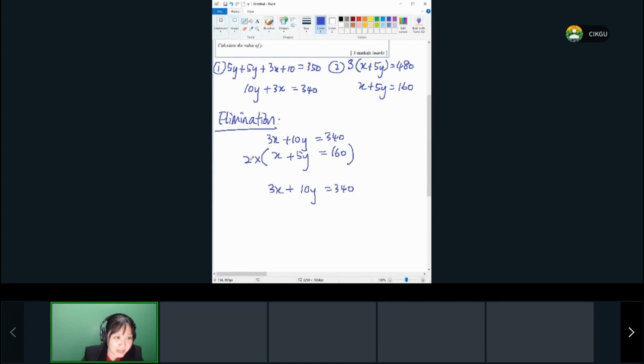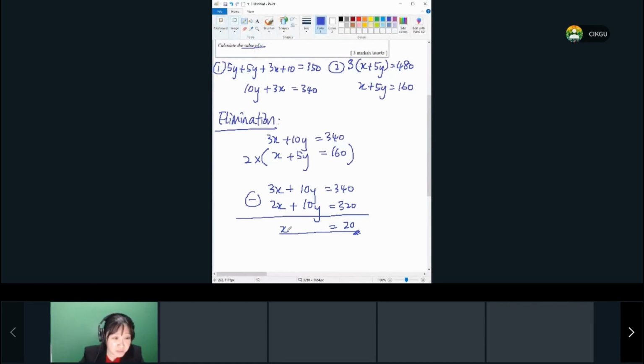The second equation, times 2: 2x plus 10y equals, 2 times this, 320. So now 10y and 10y can disappear already. Just minus: 3x minus 2x is x. 10y minus 10y is gone. This one, 20. Done. I got the answer x as 20, but the question is asking for y.